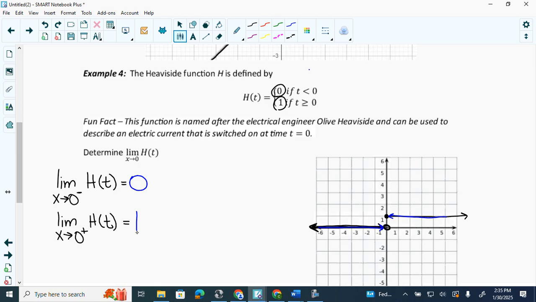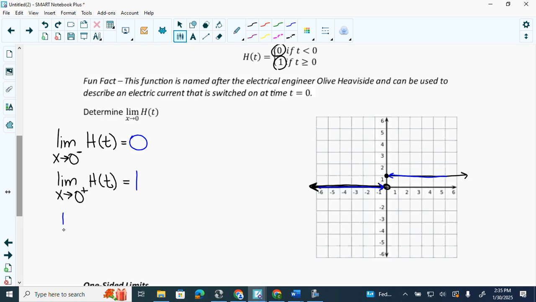So there's a limit from the left. It is 0. There's a limit from the right. It is 1. If they are not the same thing, the limit at that value doesn't exist. So I can have a left-handed limit and a right-handed limit, but the limit as t approaches 0 of h of t on this particular one does not exist. The key thing with limits is in order for a limit at that value to exist, the left and the right limit have to be the same. And in this case, they were not. It resulted in different y values. Okay?